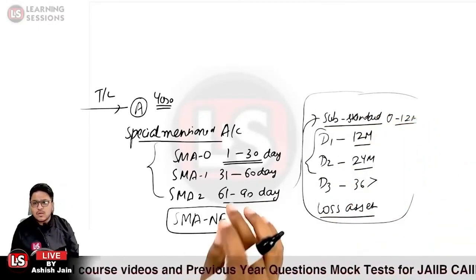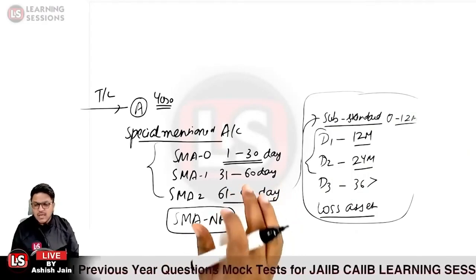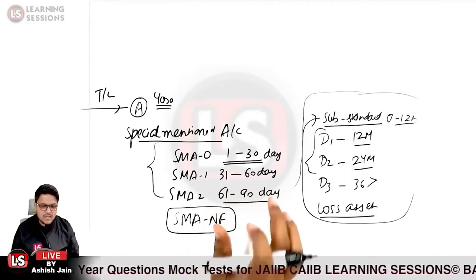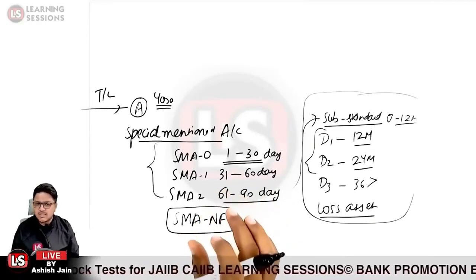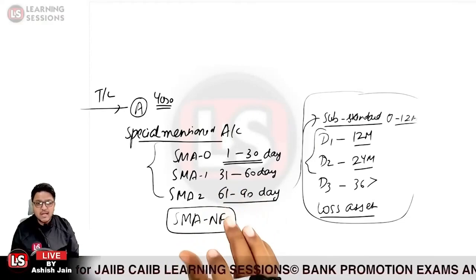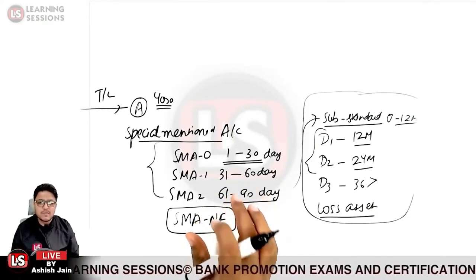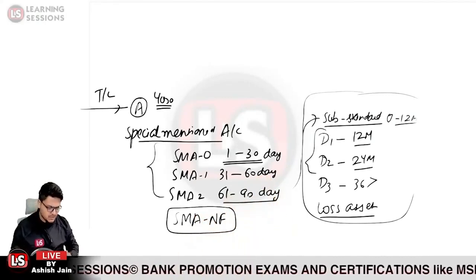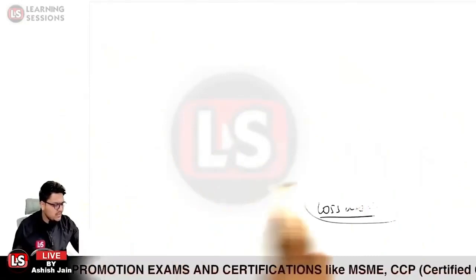When the loan account is having the SMA status, it is still considered to be a standard asset, and it will be subjected to the provisioning norms as per the standard assets only. Is that clear? So now let us have a look at the theory so as to understand it well.